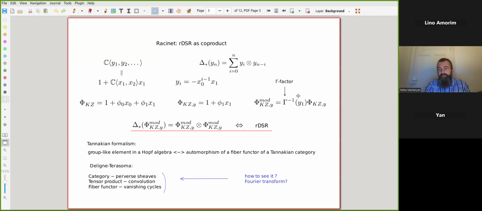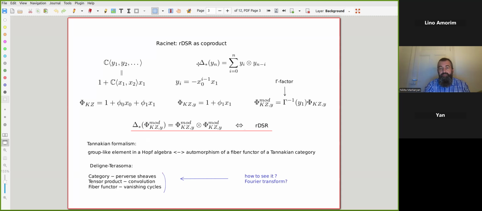In fact, this is the gamma function. It's called the gamma factor. So then we have this mysterious expression, and the result is that the regularized double shuffle relations mean that this thing is group-like with respect to this coproduct. This was the statement of Racinet's thesis. It is a very nice statement.